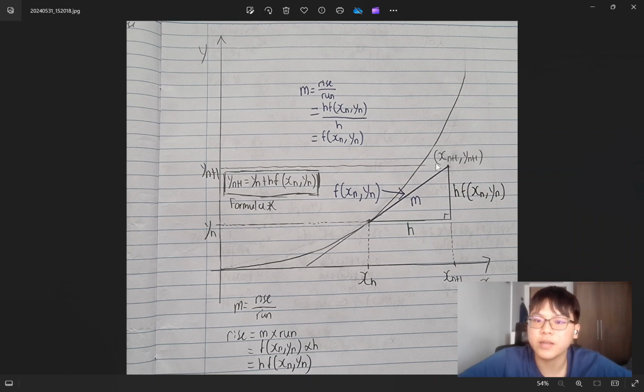So in order to find this rise here, we'll have to use the gradient formula, which is here, m equals rise over run. So rise is equal to m times run, which will give you the h f(x_n, y_n), which is shown here. This value is basically the difference between y_{n+1} and y_n. So if you add it back, y_n plus this, it will give you y_{n+1}, which is the formula.